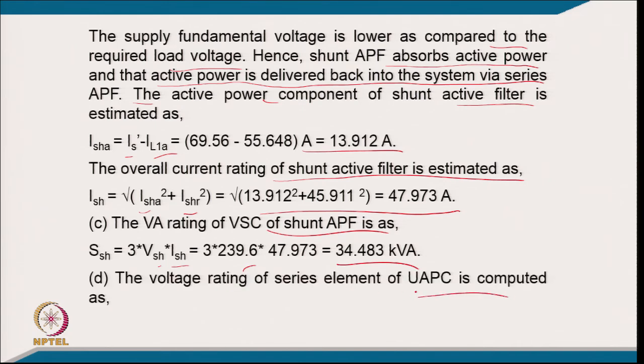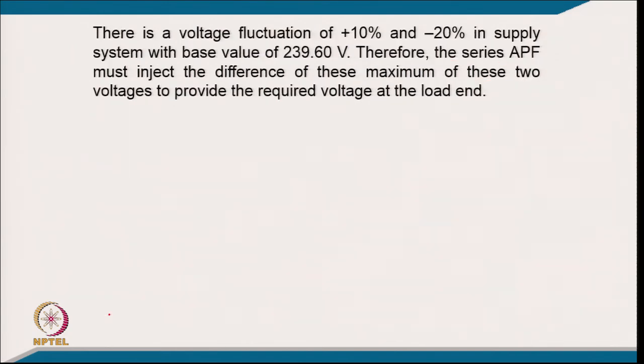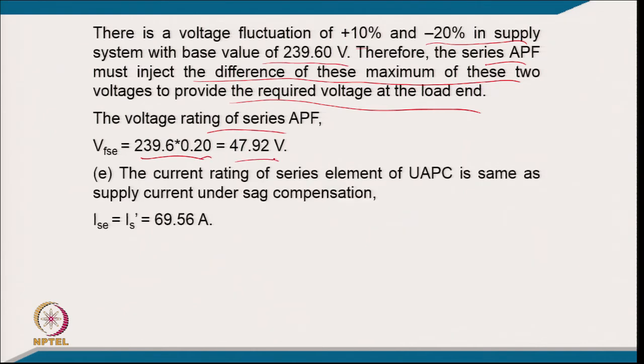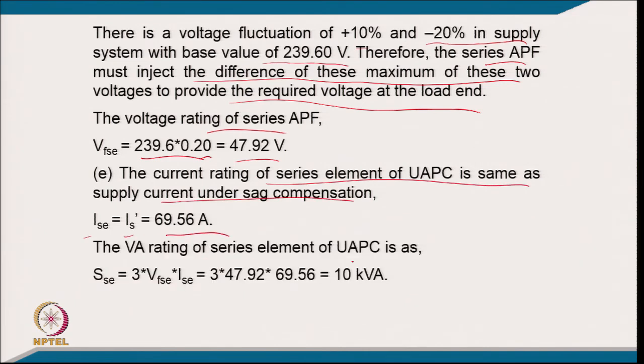The voltage rating of the series element is computed as follows: there is a voltage fluctuation of 10% and minus 20% in the supply system with a base value of 239.6. Therefore, the series active filter must inject the difference between these two voltages to provide the required voltage at the load end. The voltage rating of the series active filter is 239.6 into 0.2, which comes to 47.92 volt, and the current rating of the series active filter we have already calculated, that is IS equal to IS dash, 69.56. So the VA rating of the series element will be 3 into VSF into ISC.